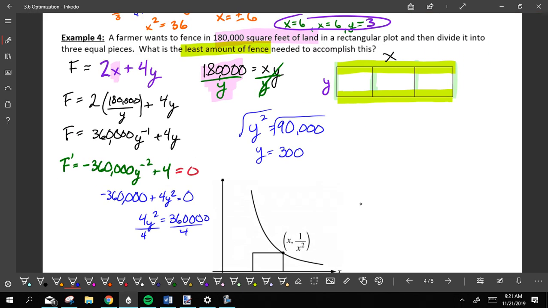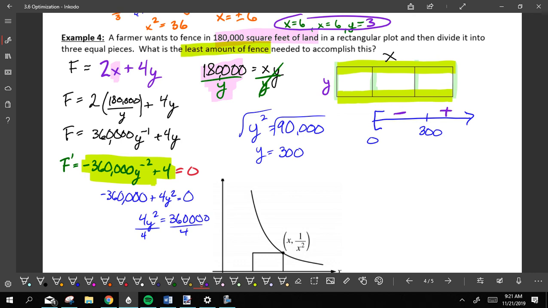Let's just double check ourselves really quickly. We definitely want to start at 0. I don't want a fence that is less than 0 feet. 300's on my number line. I'm plugging it into the derivative. It looks kind of weird because it's Y to the negative 2, but just think about you're dividing by a number. So if you plugged in like 1, it'd be 4 plus negative 360,000. Yeah, that's negative. And if you plugged in a number bigger than 300, like 1,000, when you subtract this, it's going to be positive.